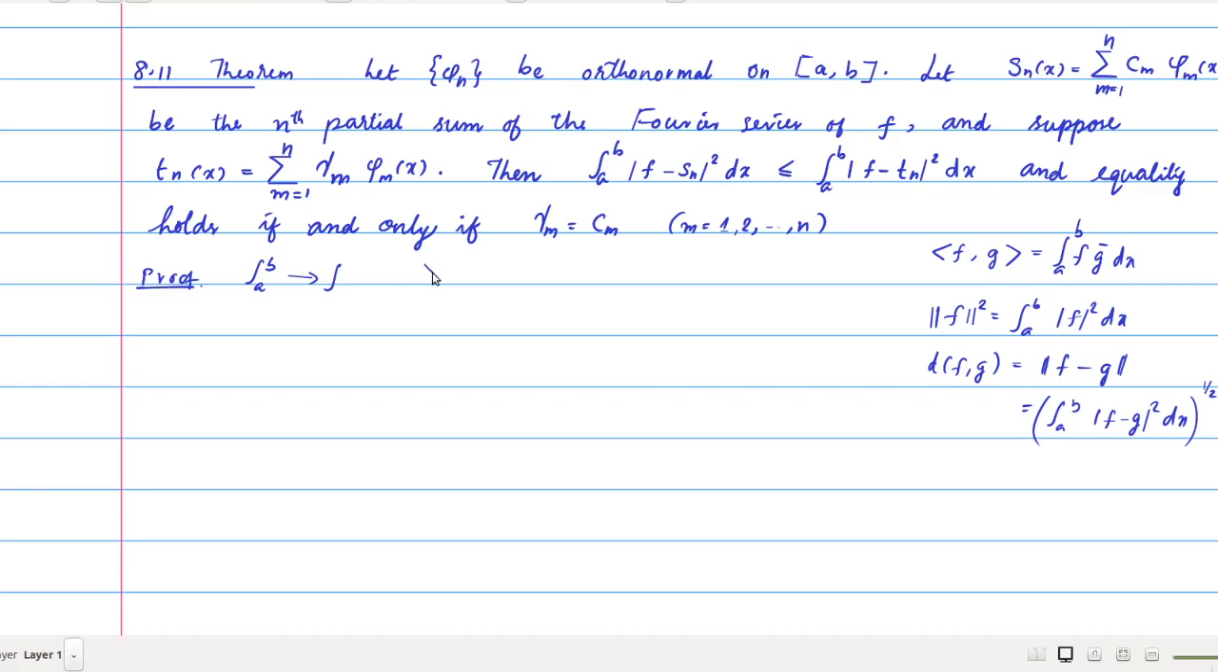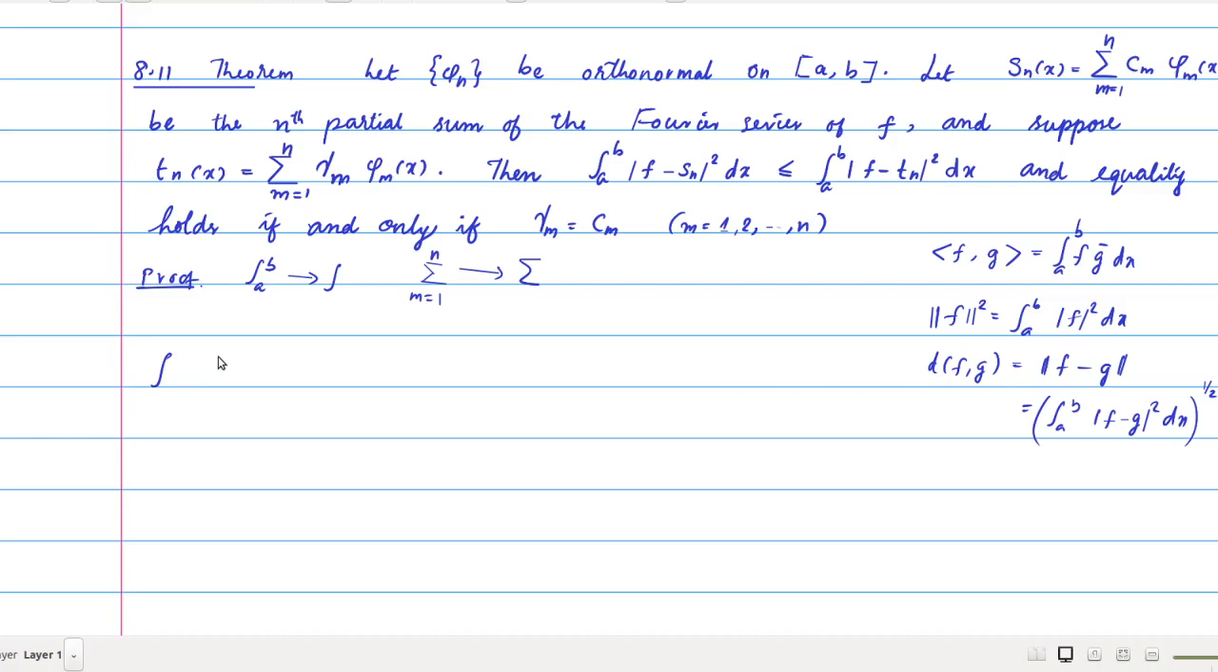Similarly, if you write summation m equal to 1 to n, we write just the summation. Okay, summation cm etc. will denote summation m equal to 1 to n, because it contains only a finite number of terms. So we use these two notations. Our intention is to prove this inequality.